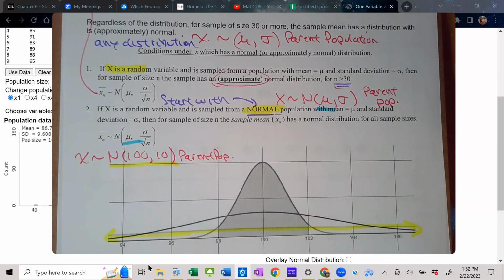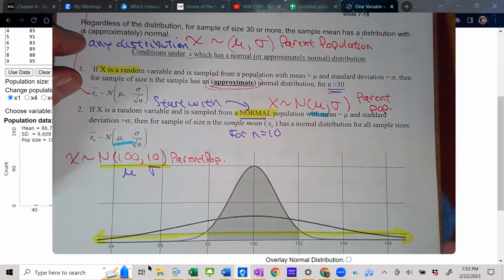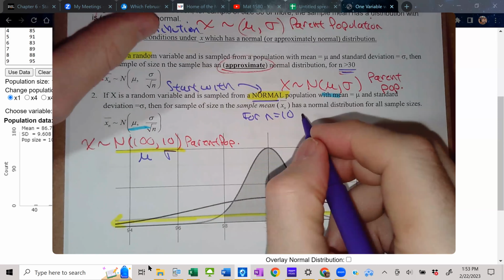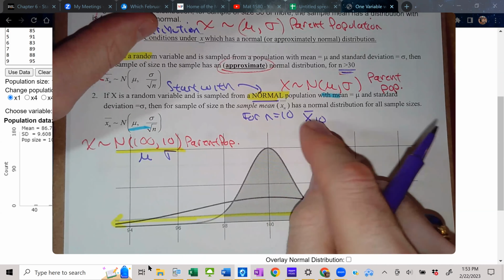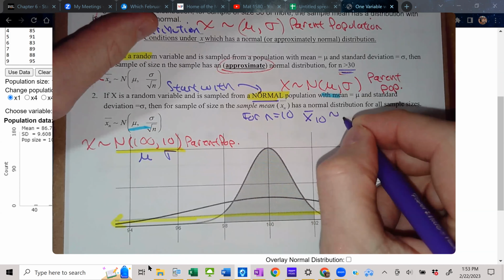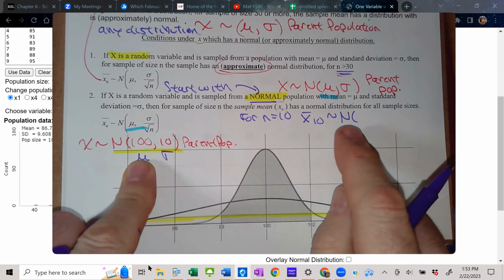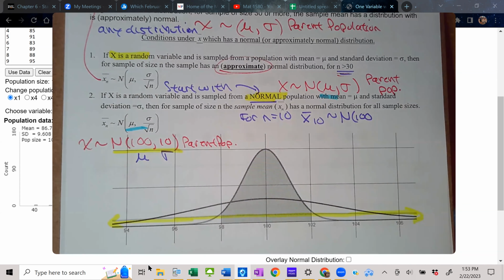Let's see what things look like if I took a sample of size 10 from this population. Now keep in mind that that's my mu and that's my sigma. For n equal 10, this is just a number that I'm choosing because I did the handout. For n equal 10, samples of size 10 have a mean with the following distribution. The mean here and the mean here are going to be the same. They're going to be 100.